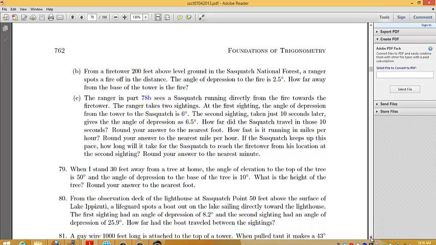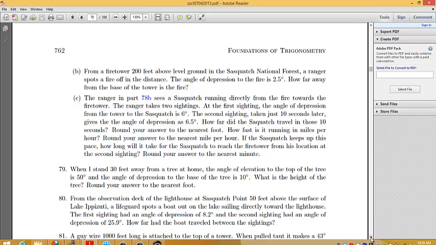So it says, when I stand 30 feet away from a tree at home, the angle of elevation to the top of the tree is 50 degrees, and the angle of depression is 10 degrees. What's the height of the tree? So what's the deal? Angle of elevation and angle of depression. We're going to try and work through number 79 here.